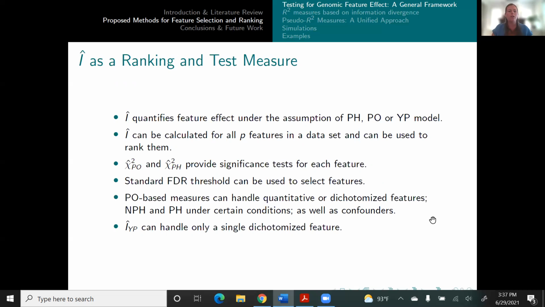But we can also look at the chi-squared test statistics in the PH, PO, and PH cases, and they provide significance tests for each feature. So we can use standard FDR thresholds to select features. Now, the PO-based measures can handle quantitative or dichotomized features, NPH and PH under certain conditions, as well as confounders, whereas the YP case, I_YP, can only handle a single dichotomized feature.